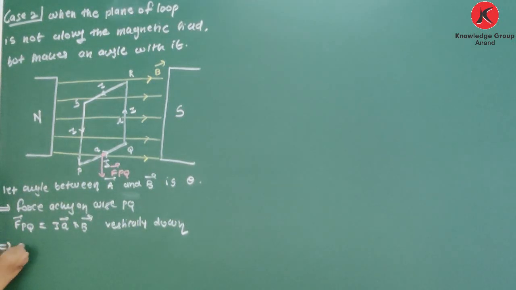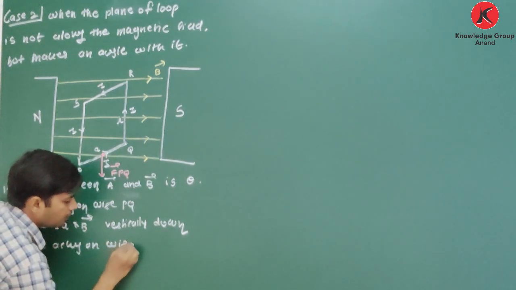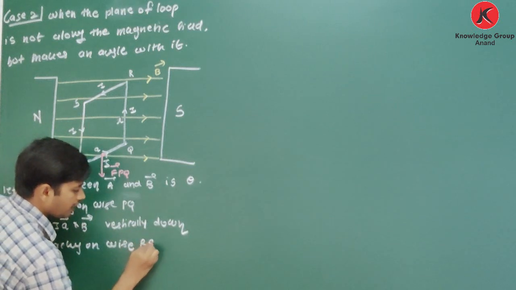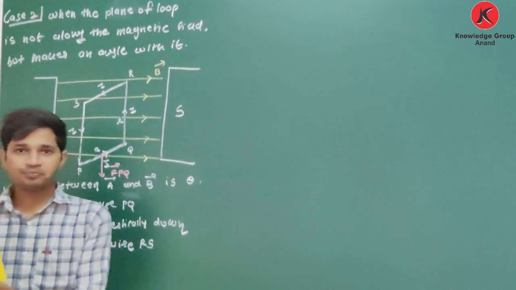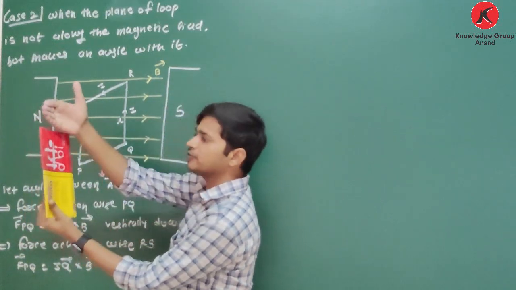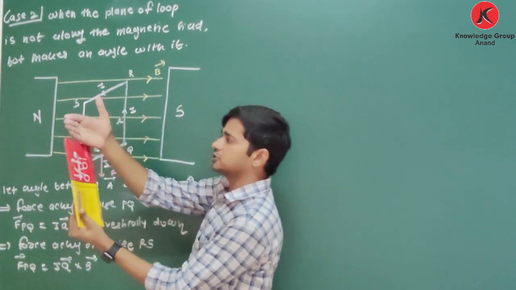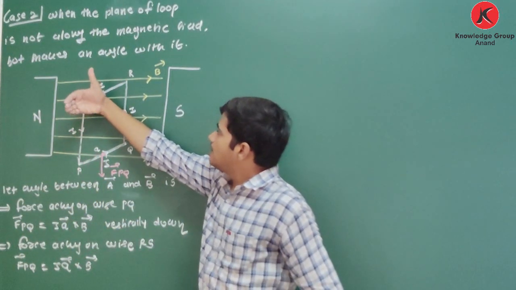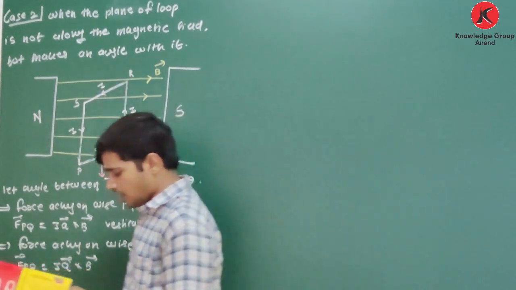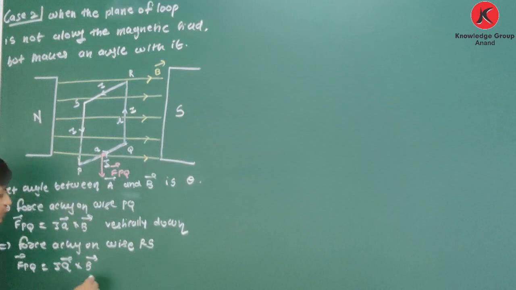Now for force acting on the opposite wire, take opposite wire RS. Compared to F PQ, current is same, sign is same, magnetic field is also same. What about the direction? See here, from this wire, current is flowing in this direction, magnetic field is in this direction. So wrap fingers like this. Thumb is going upward. So yes, force acting on this is vertically upward direction.